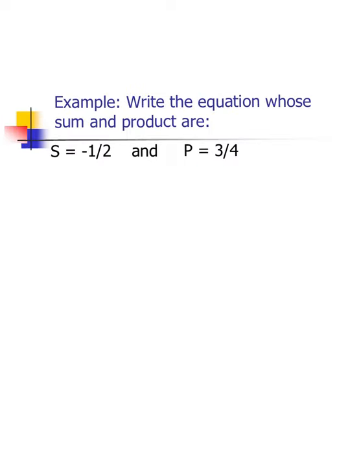Next one, it says write the equation whose sum and product are. So again, I have the sum and I have the product. So I start with my x squared. I take the opposite of the sum. Then I take the product. And I write equals 0.